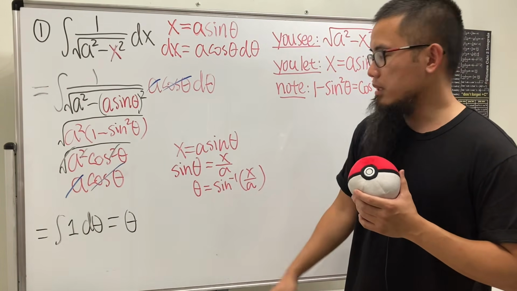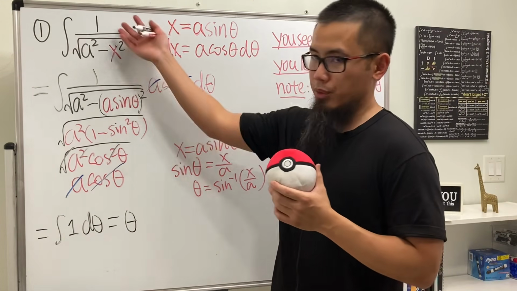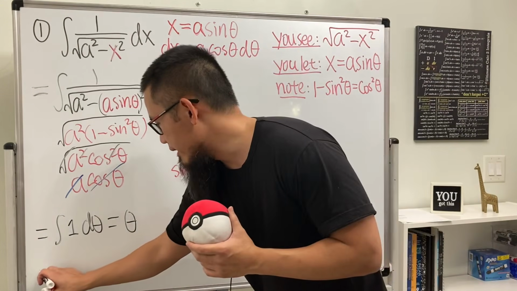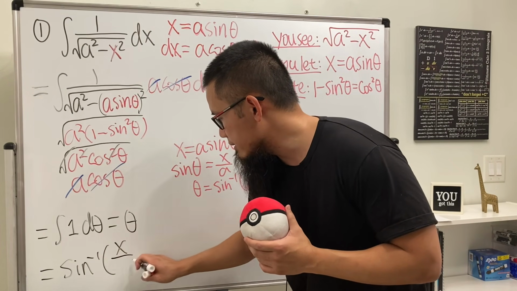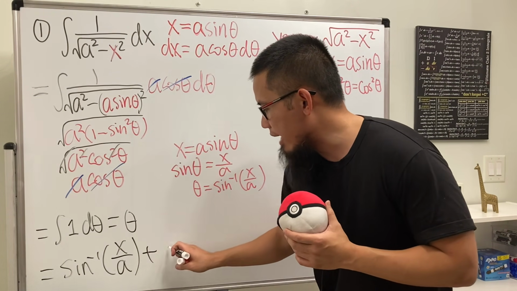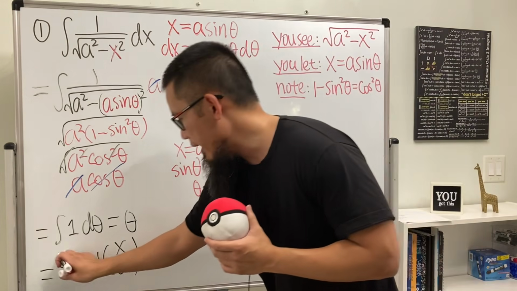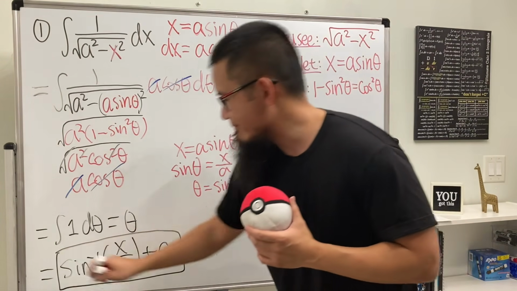So ladies and gentlemen, this right here is just the theta, which is pretty much the answer for that. So I'm just going to write that down right here for you guys. Final answer, inverse sine of x over a, and then we are all done. So I'll just put down a plus C right here and box the answer.